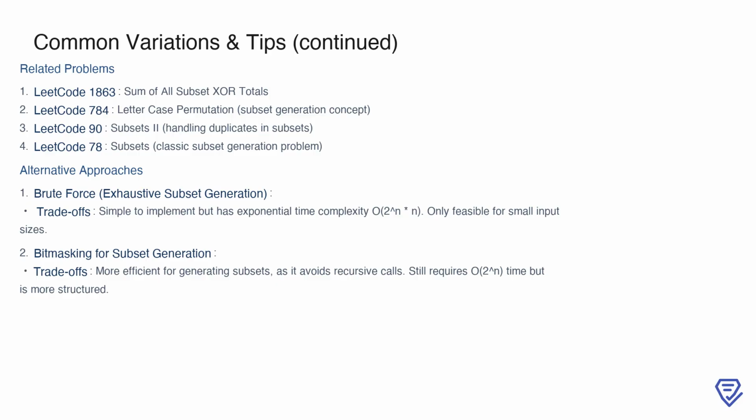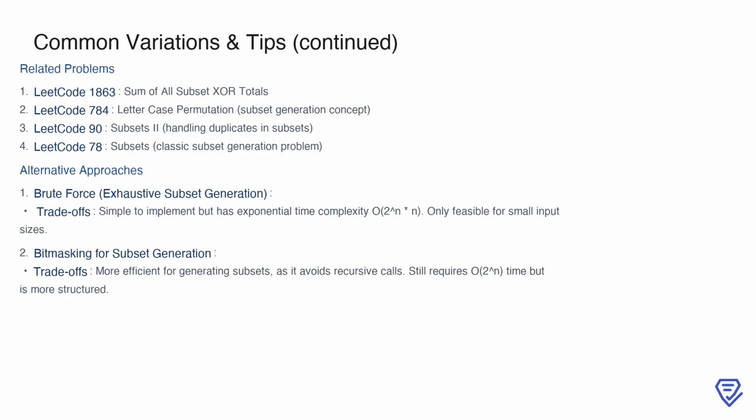For example, LeetCode 1863 also focuses on the sum of all subset XOR totals and can provide additional practice with similar concepts. LeetCode 784, which involves letter case permutation, is another great example of subset generation in a different context. Problems like LeetCode 90, which deals with subsets while handling duplicates, or LeetCode 78, a classic subset generation problem, are also worth studying.